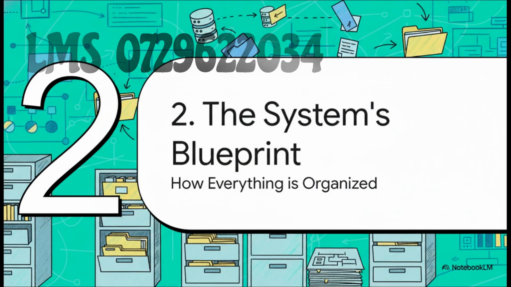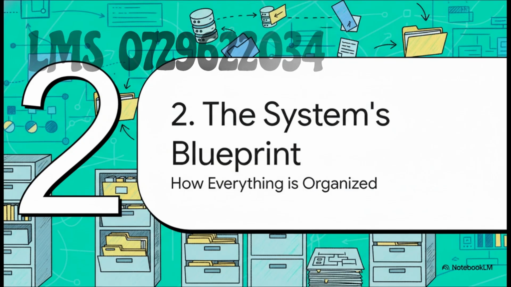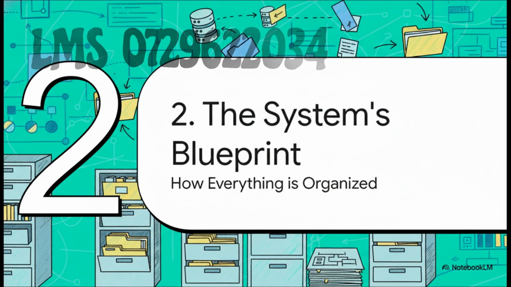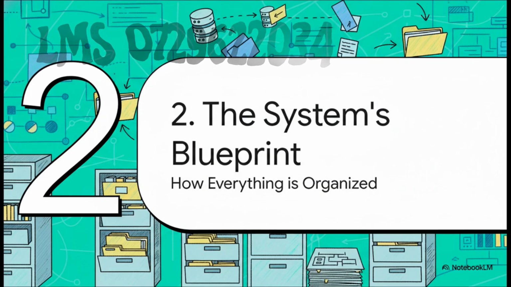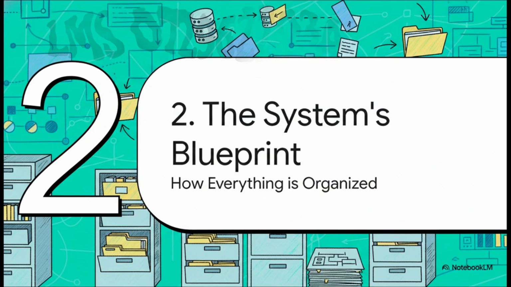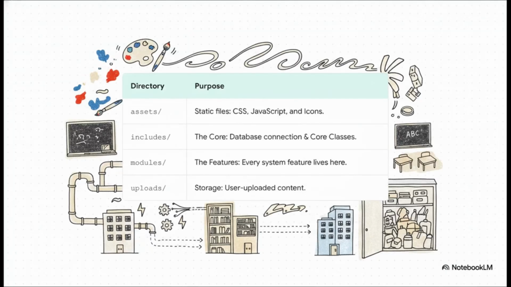So all those principles we just talked about aren't just abstract ideas. They directly translate into the system's blueprint. This is like the master filing cabinet for the entire application. It defines exactly where every single piece of code lives, and more importantly, why. And here's what that organization looks like in the real world.